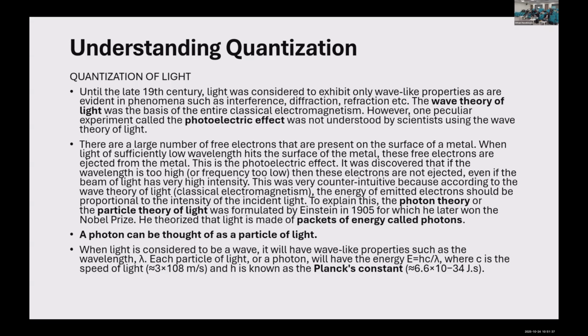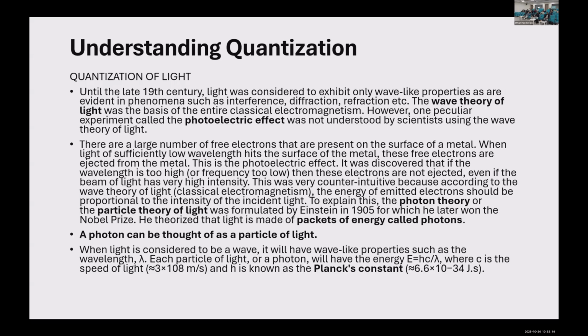This was very counterintuitive because according to the wave theory of light, which is classical electromagnetism, the energy of emitted electrons should be proportional to the intensity of the incident light. To explain this, the photon theory or the particle theory of light was formulated by Einstein in 1905, for which he later won the Nobel Prize. He theorized that light is made of packets of energy called photons, right? A photon can be thought of as a particle of light.